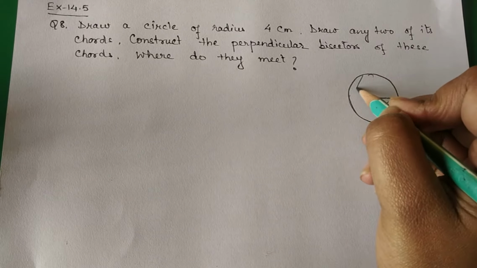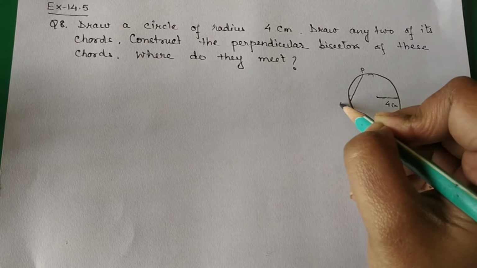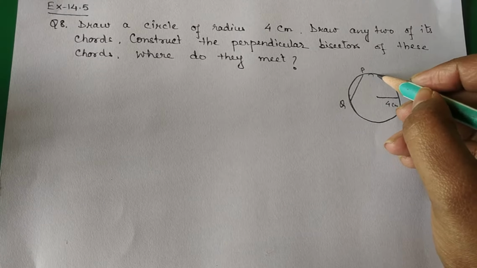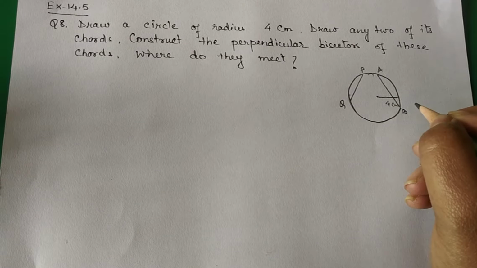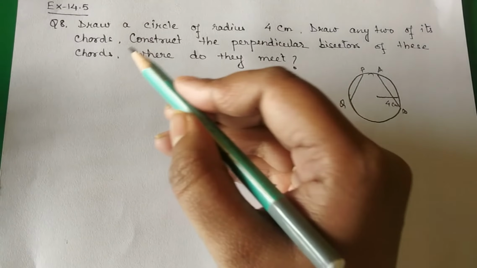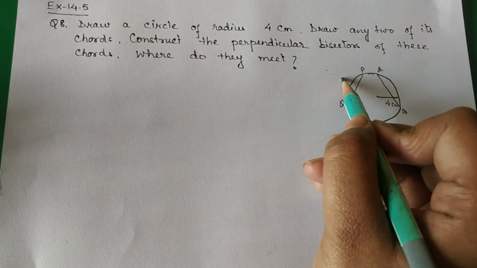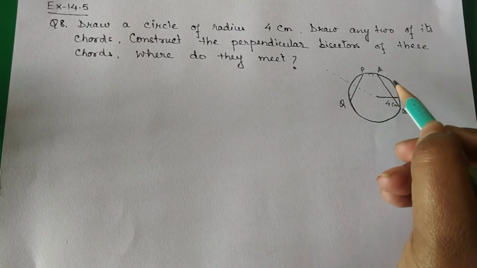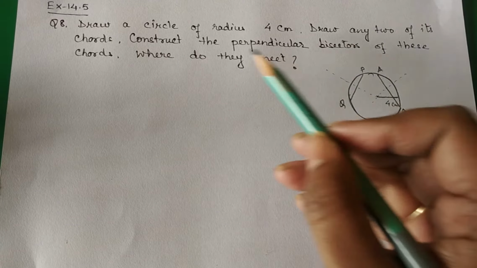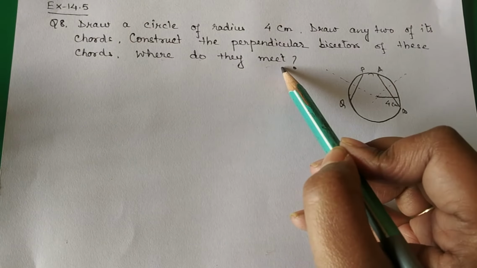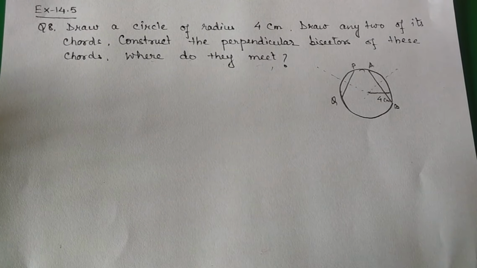Suppose this is one chord, say PQ, and this is one chord, say AB. So construct the perpendicular bisector of these chords. Suppose this is the bisector of PQ and this is the bisector of AB. Then we will have to find where they meet. So let's start with the construction.